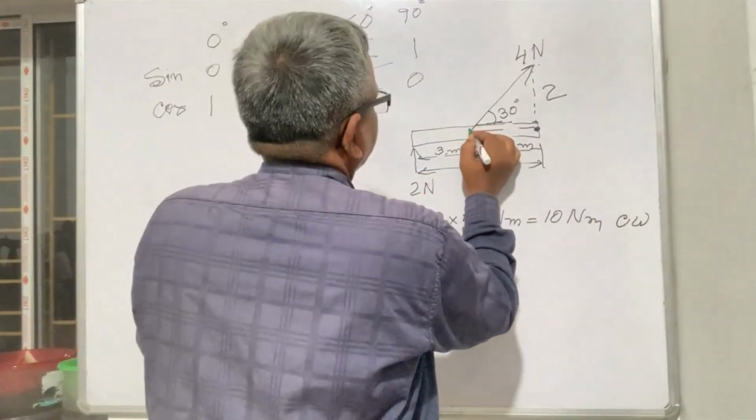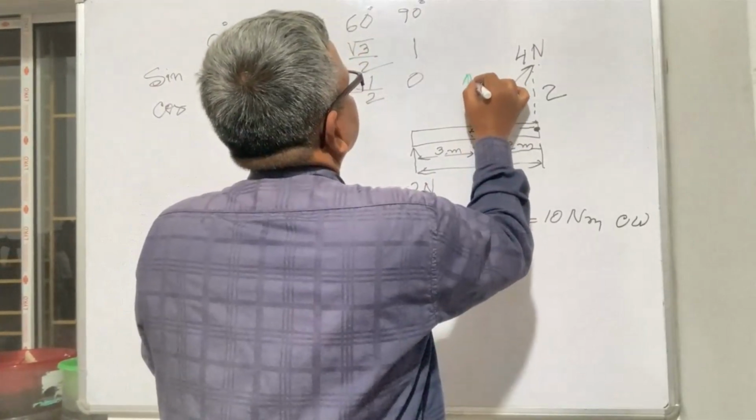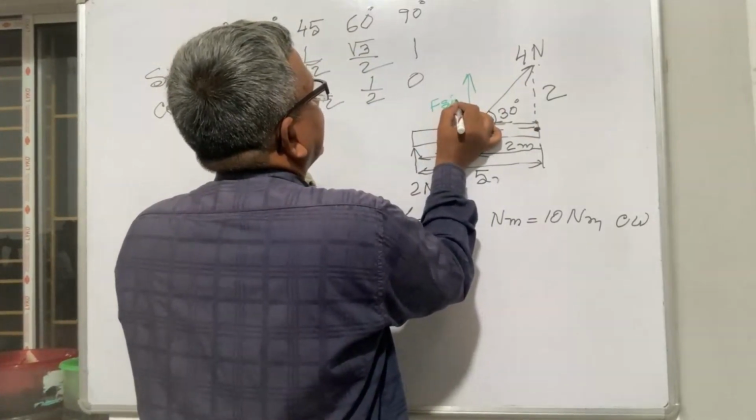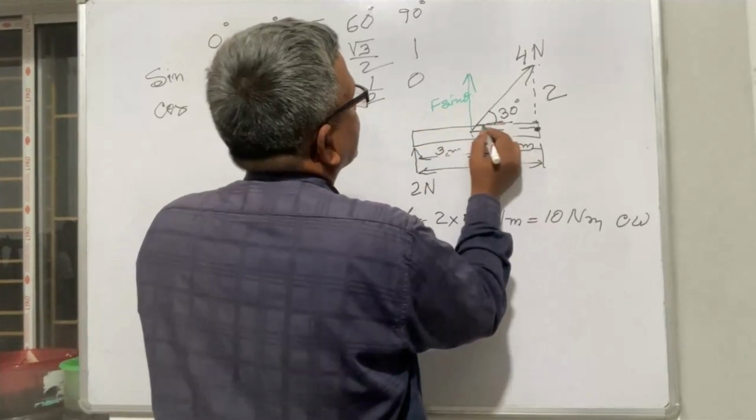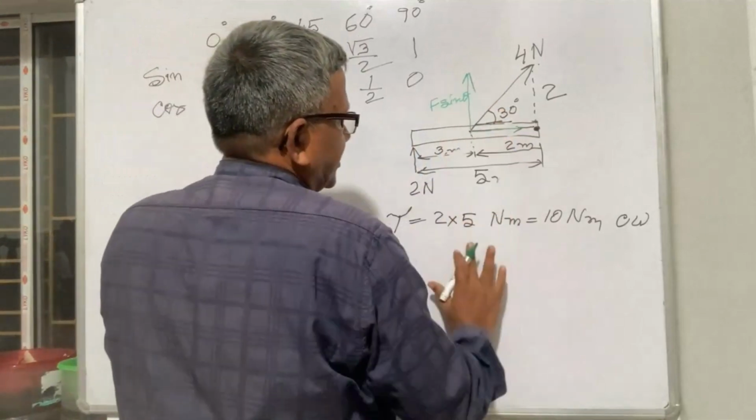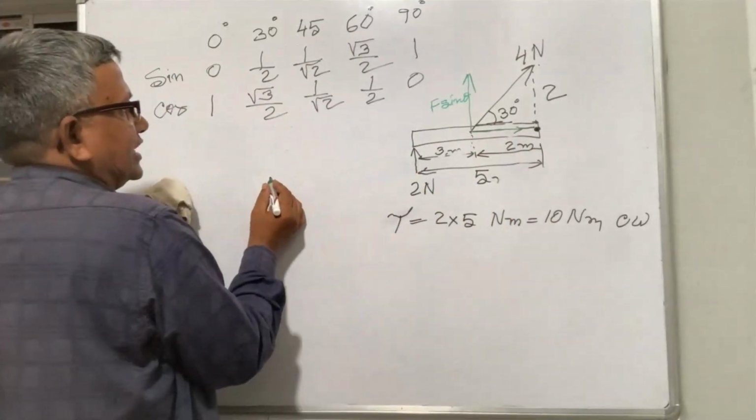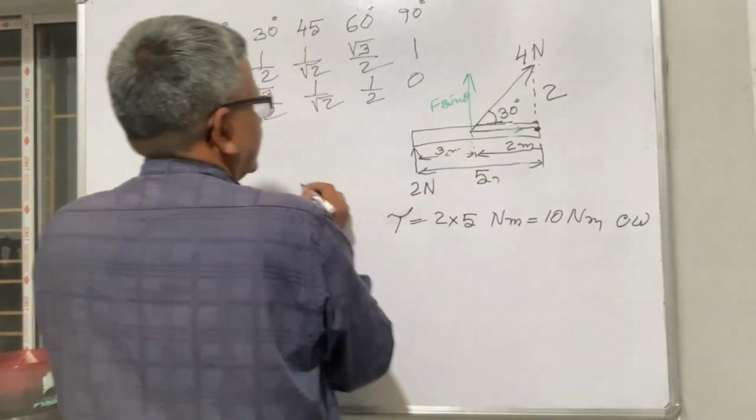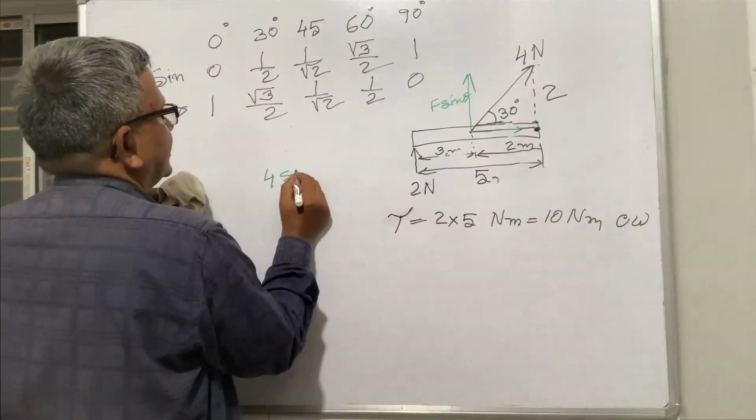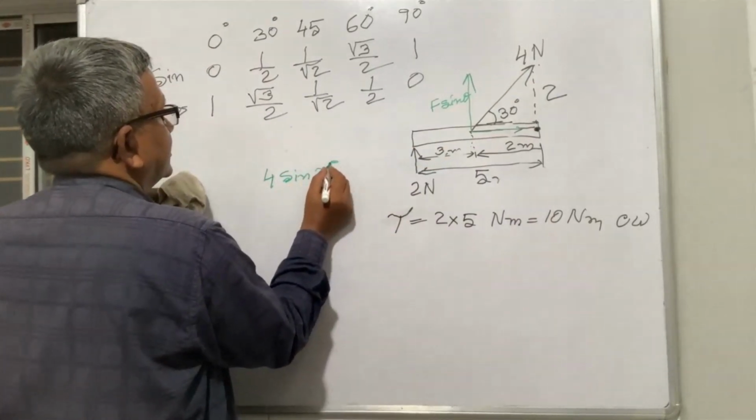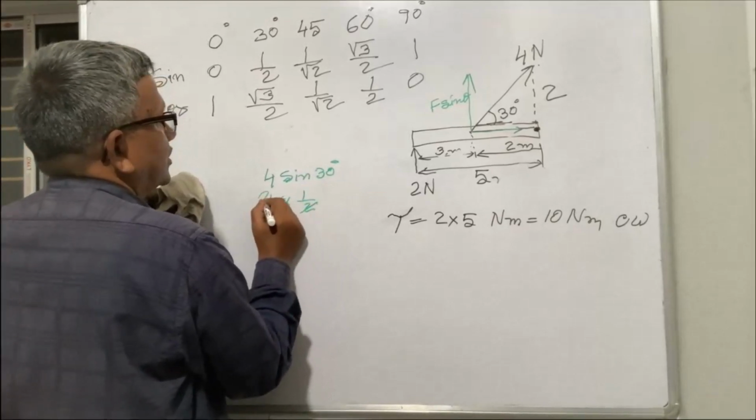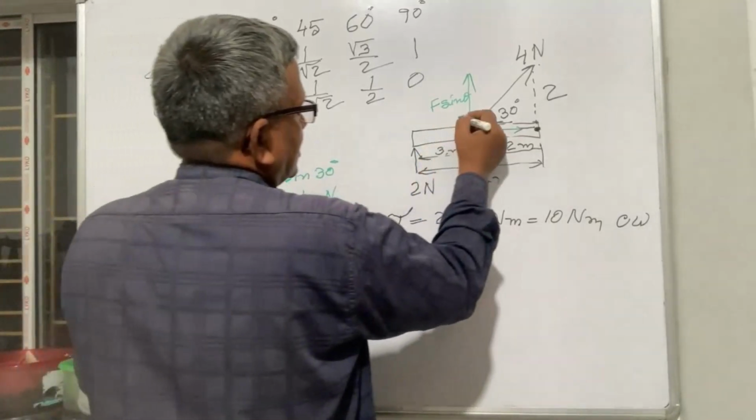Now I know this component will be F sin theta, and this component will be F cos theta. This component I am giving force in this direction. So F sin theta, where F is 4 Newton, is 4 Newton into sin 30 degree. 4 into sin 30, which is half, is 2 Newton. This is 2 Newton.